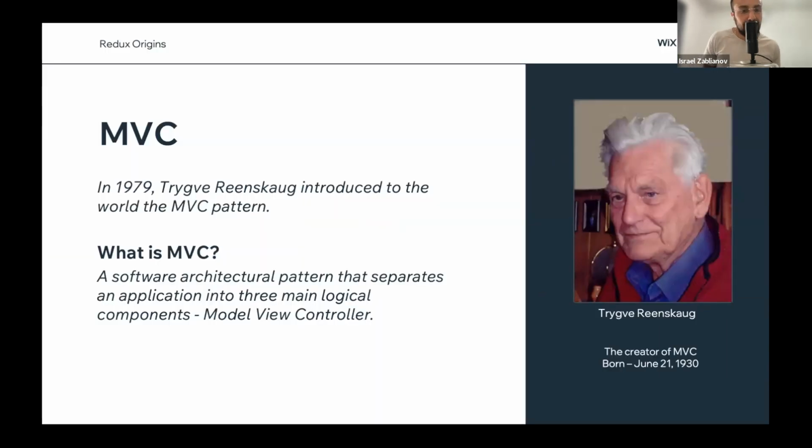In 1979, way before Redux, Angular, or even HTML was created, Trygve Reenskaug introduced to the world the MVC pattern. And what is MVC? Basically, MVC is a software architectural pattern that separates the application into three parts: model, view, and controller. In other words, MVC is just a design pattern for managing UI applications.